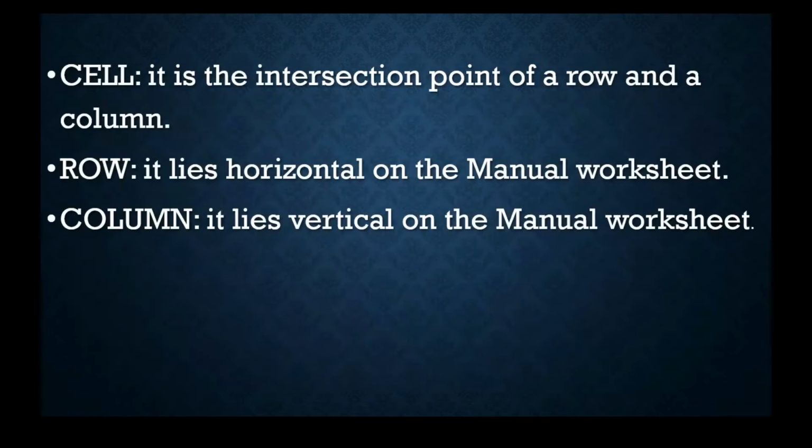So let's look at the other attributes that the manual worksheet comes with. Now we said that intersection points of the grid lines forms a cell. So what is a cell? It is the intersection point of rows and columns. And rows, you say, well, what are rows? It lies horizontal on the manual worksheet, whilst the column lies vertical on the manual worksheet.